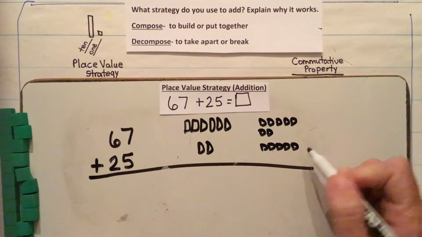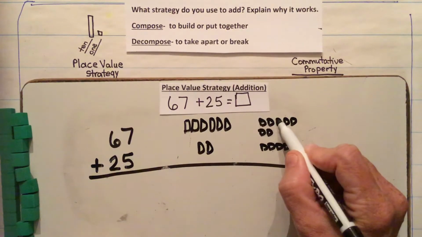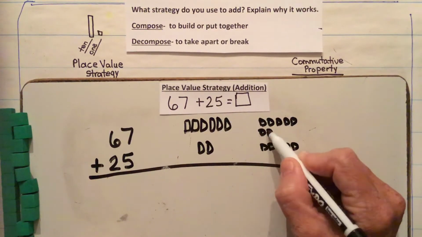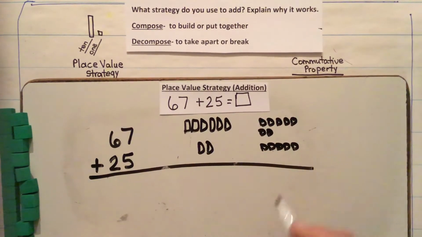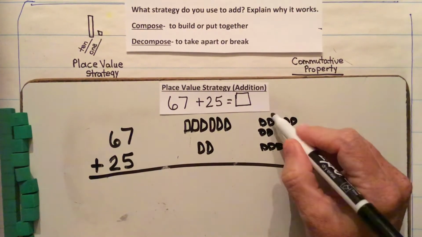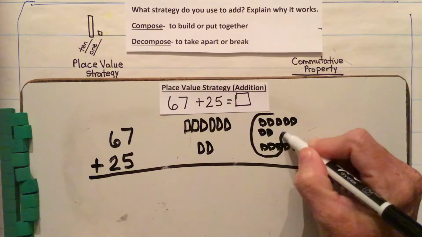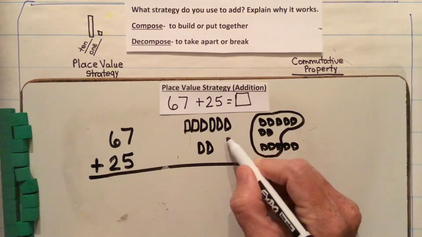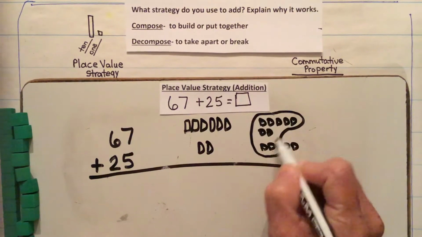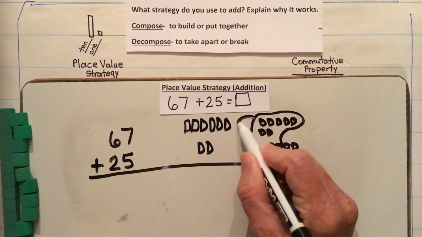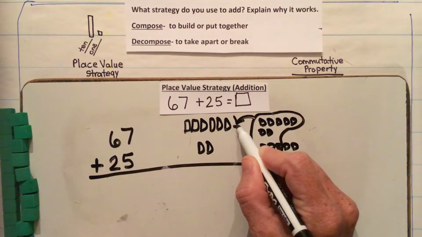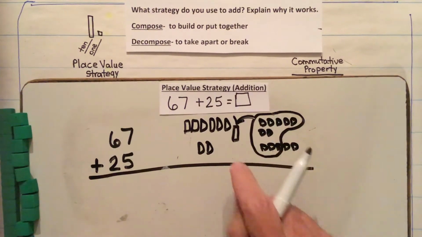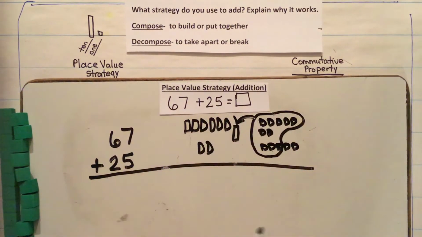Now let's add our ones. 1, 2, 3, 4, 5, 6, 7, 8, 9, 10. I immediately know that 10 ones means 1 ten, and I'm going to move them to the tens. I'm going to put them up, compose them, and I'm going to draw an arrow to remind me that I am putting that ten with the tens.